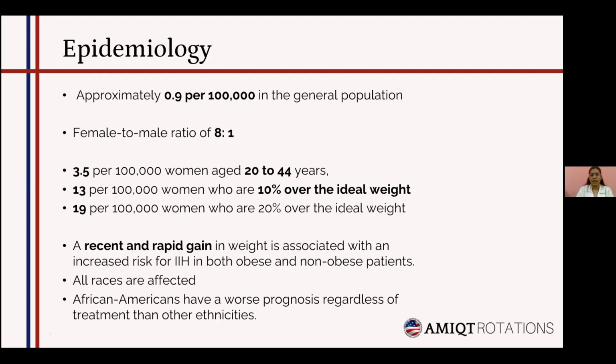Coming to the epidemiology, we can clearly see that the incidence is more in females. The female to male ratio is almost 8:1. In specific populations, it is more in females of reproductive age, between the age group of 20 to 44. And if you go further, the incidence is up to 19 out of every 100,000 women who are obese. Studies also showed that recent and rapid weight gain is highly associated with increased risk of idiopathic intracranial hypertension, irrespective of the baseline weight of the patient.